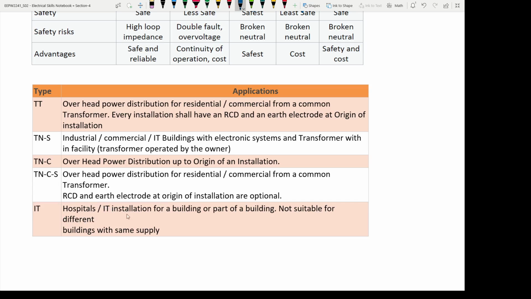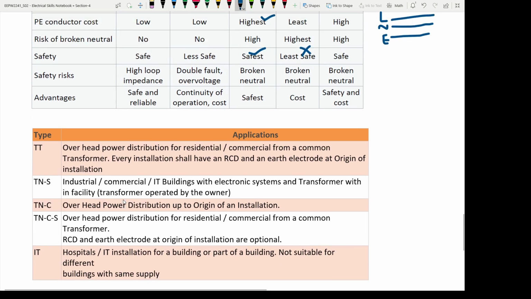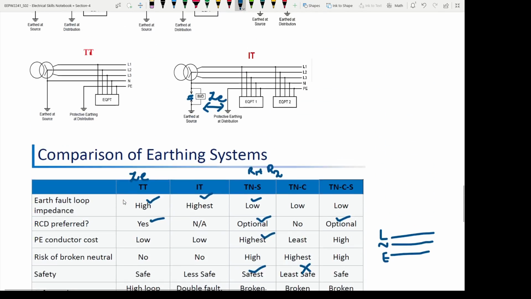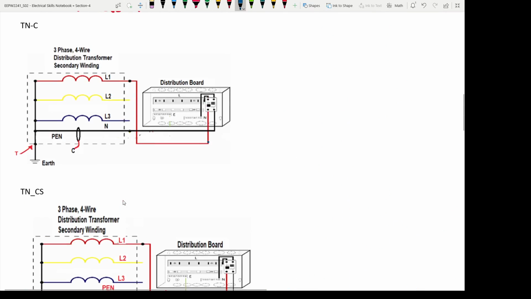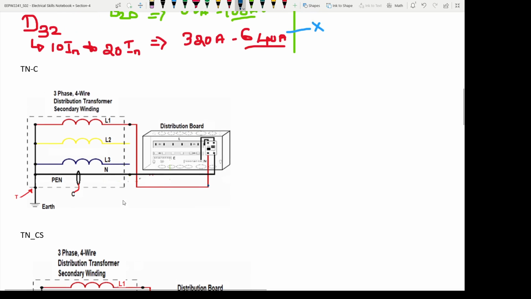IT is for hospitals, IT installations for a building or part of a building. It is not suitable for different buildings with the same supply. So these are the places where I can use the different types of earthing mechanisms. So this is a simple understanding of TNS and the other types of earthing mechanisms. As much as possible I have explained it.